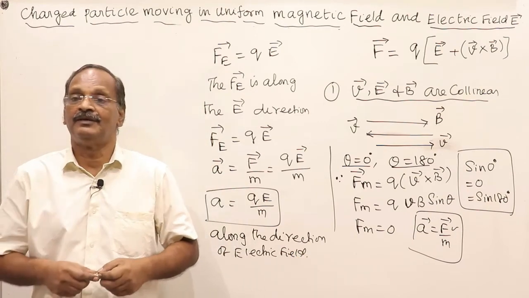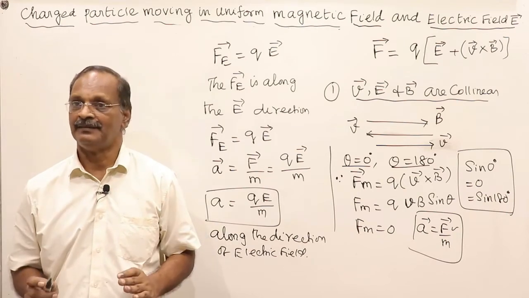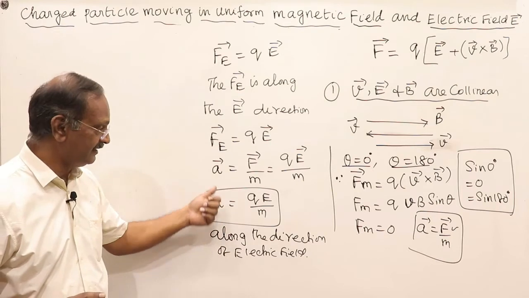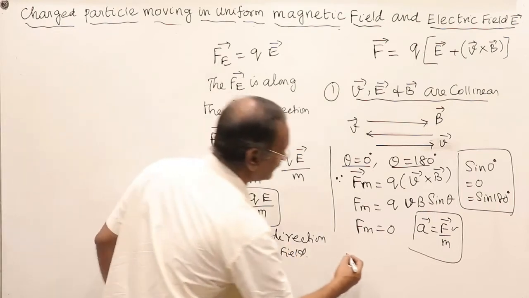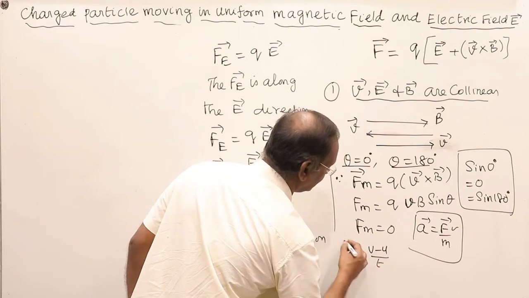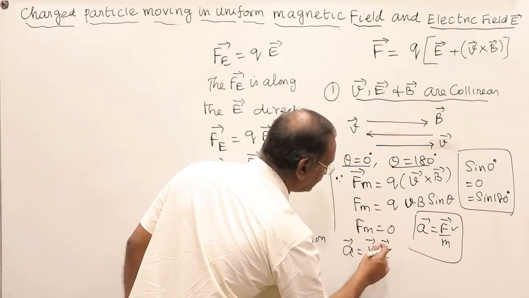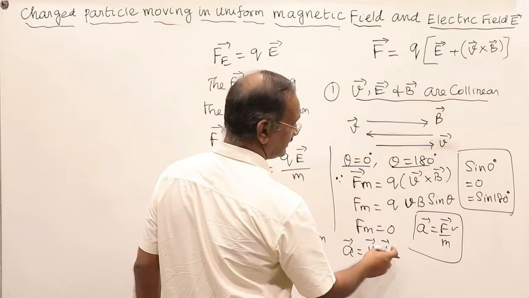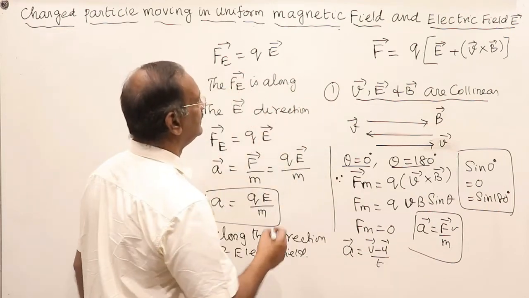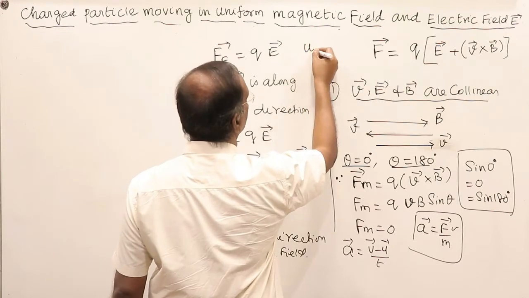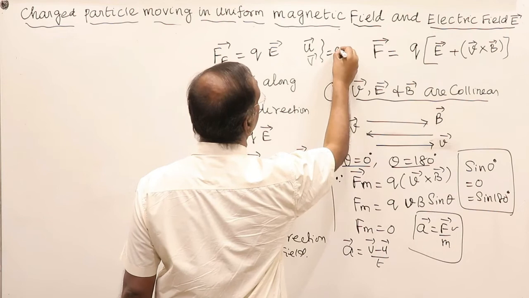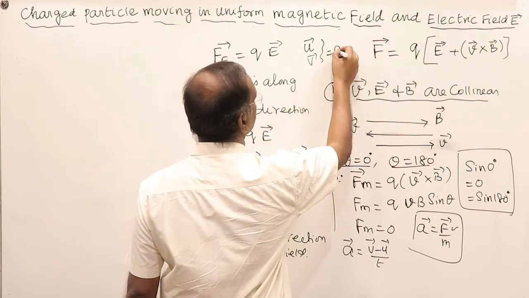As a result, what will happen? There will be a change in speed because there is acceleration. What is acceleration? Acceleration is equal to V minus U by t. In vector form also we can write. If there is no change in initial and final velocity, acceleration is equal to zero. If there is a change, suppose the initial velocity is U and the final velocity is V, there will be acceleration.